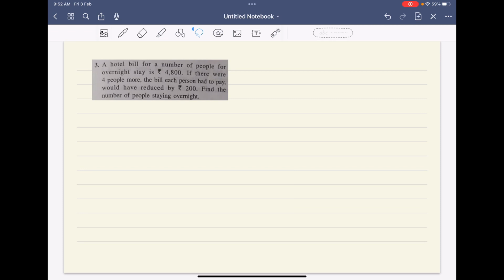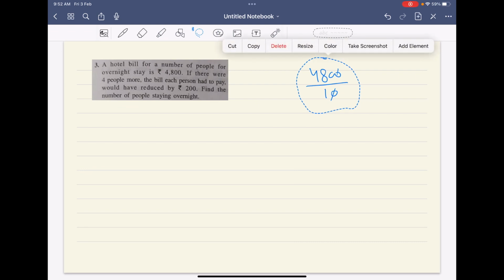Now, first let us understand this in a simple way. Let us say there were 10 people who stayed overnight in this hotel and the total bill was 4,800. Then what is the amount each one would have to pay? Since the total bill was 4,800 and there were 10 people staying, each person will pay 480 rupees. So that's called the unitary method, which we are going to utilize here as well.